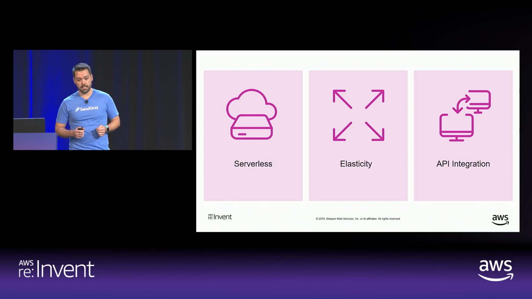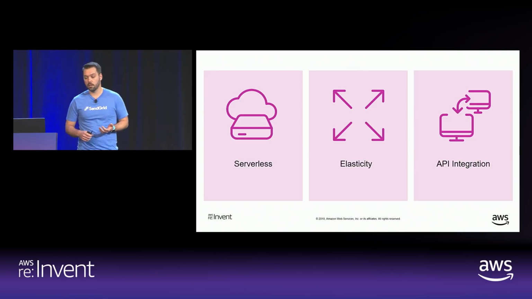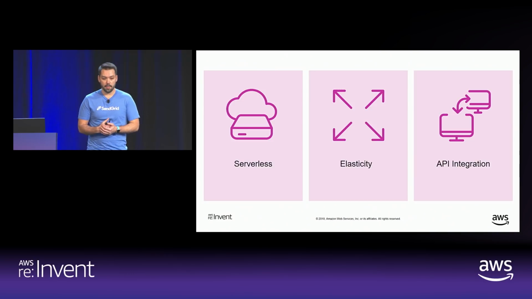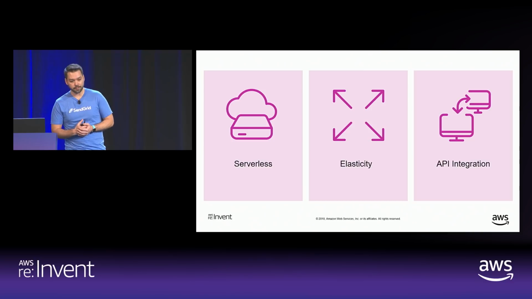Second was its elasticity. The elasticity of Athena and S3 were perfect for our pricing model that we wanted to have, where we had this free tier and we had this paid tier. We didn't know what the demand was going to be, and Athena charges basically per use, and that really fit our costing model very well.